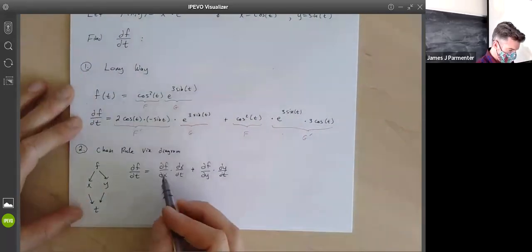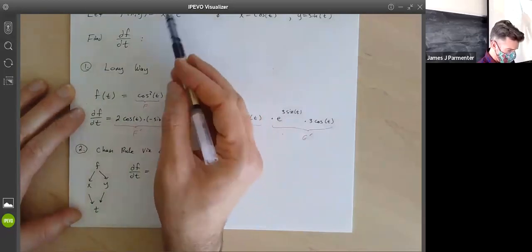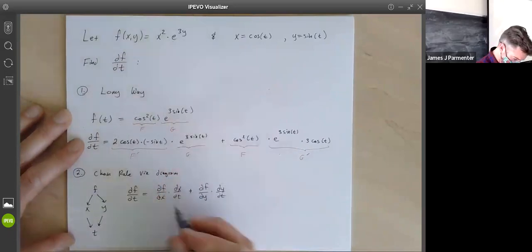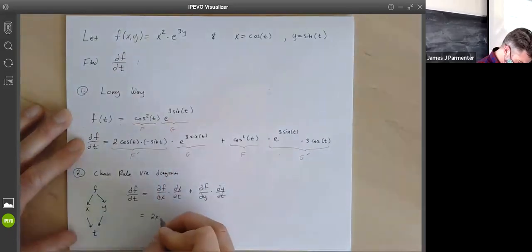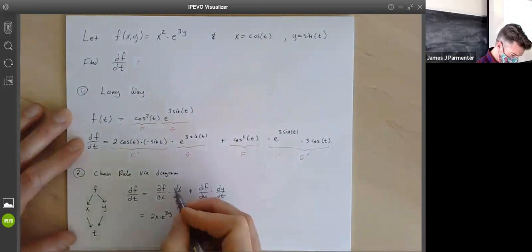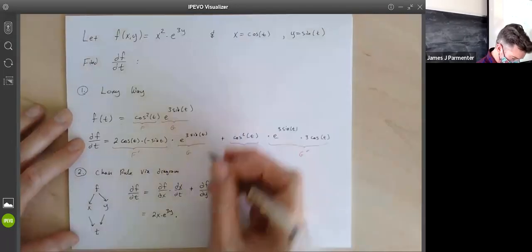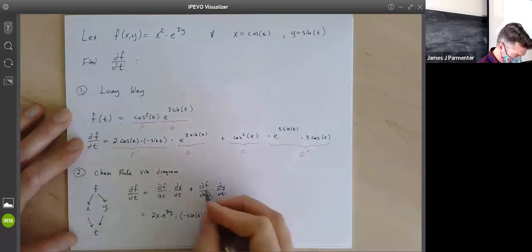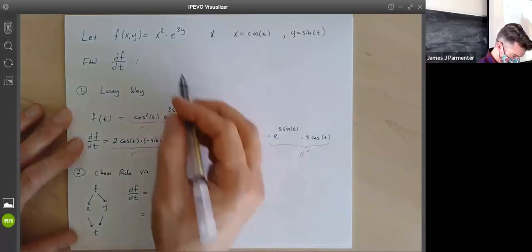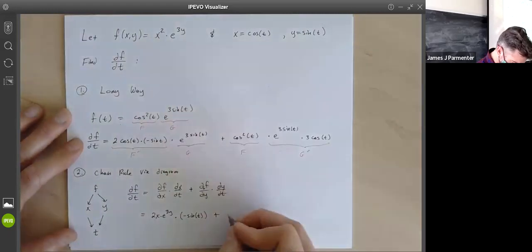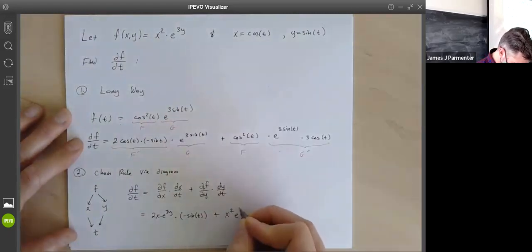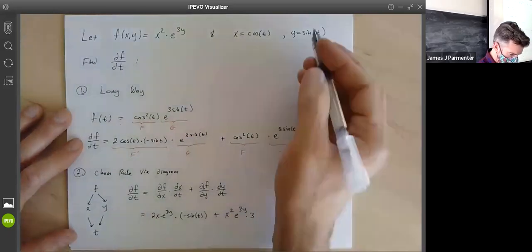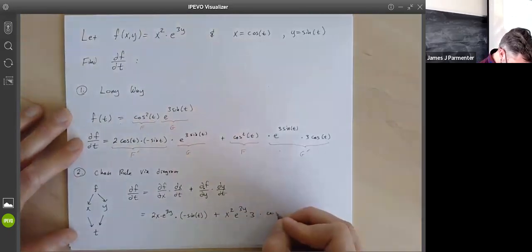So del f del x is a little easier, right? The partial derivative of this with respect to x is just 2x times e to the 3y. And then dx dt is the derivative of cosine, which is negative sine. Plus del f del y is the derivative with respect to y, which is going to be x squared times 3 e to the 3y. And then dy dt is the derivative of y, which is going to be cosine of t.